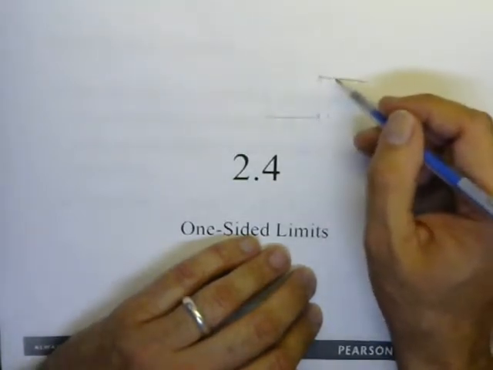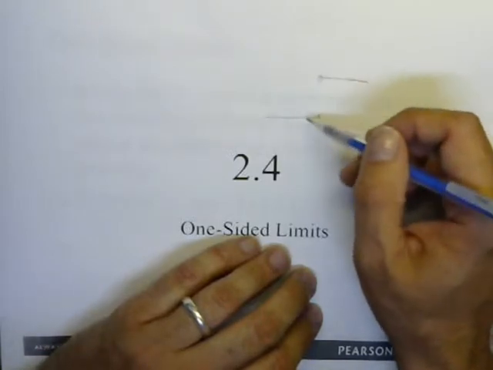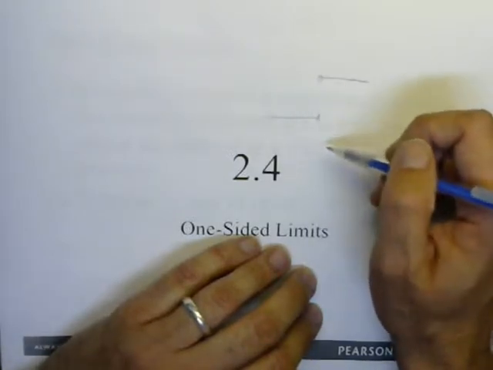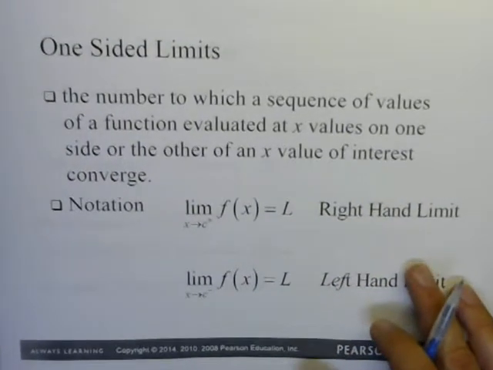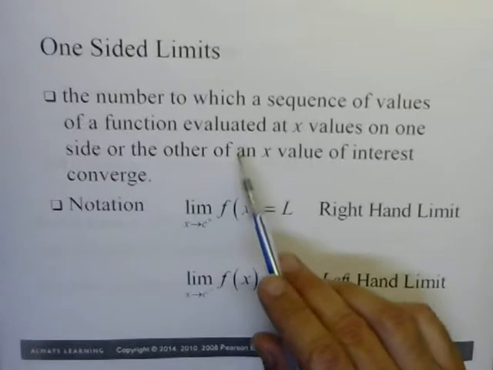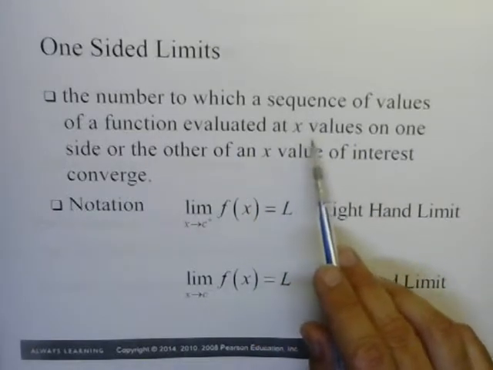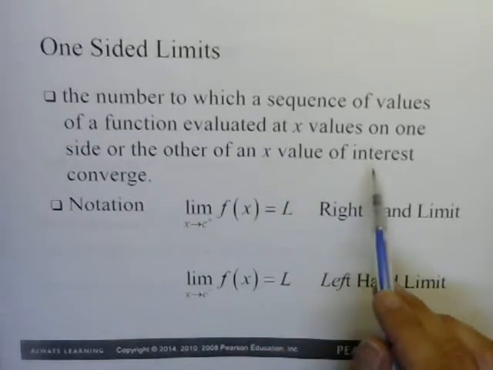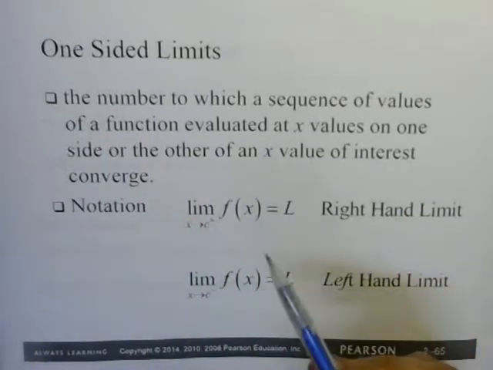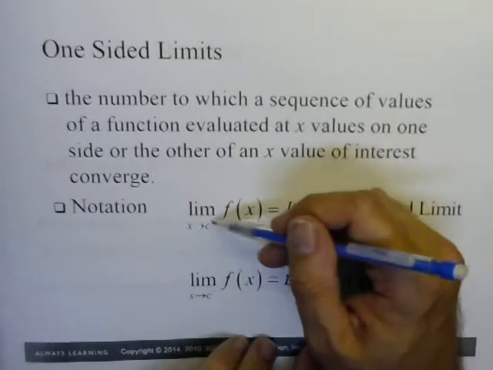if you're approaching a value from the right, as x approaches the point from the right, or as it approaches from the left, you can get two different values from the limit. And so the number to which a sequence of values of a function evaluated at the x values on one side or the other of the x value of interest converge, right? That's the definition. And we'll have some special notation for this.